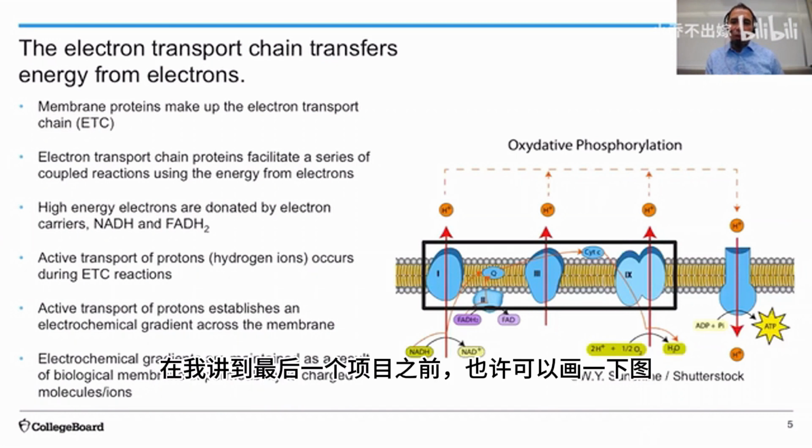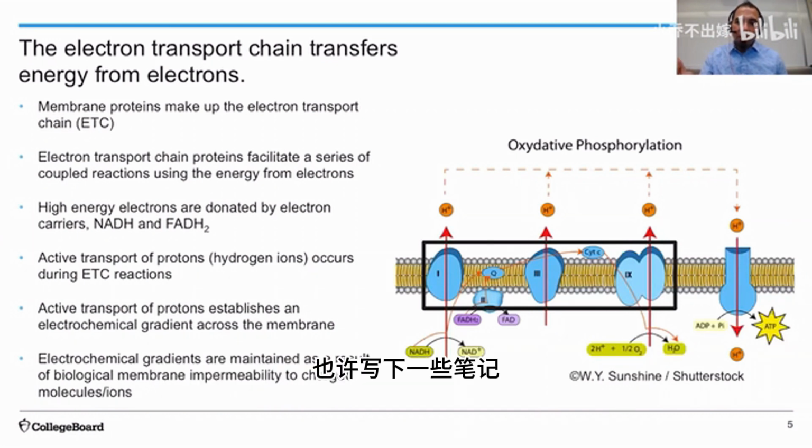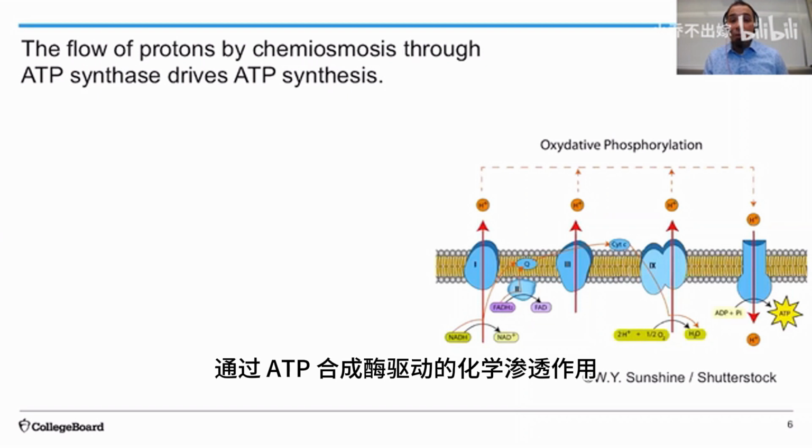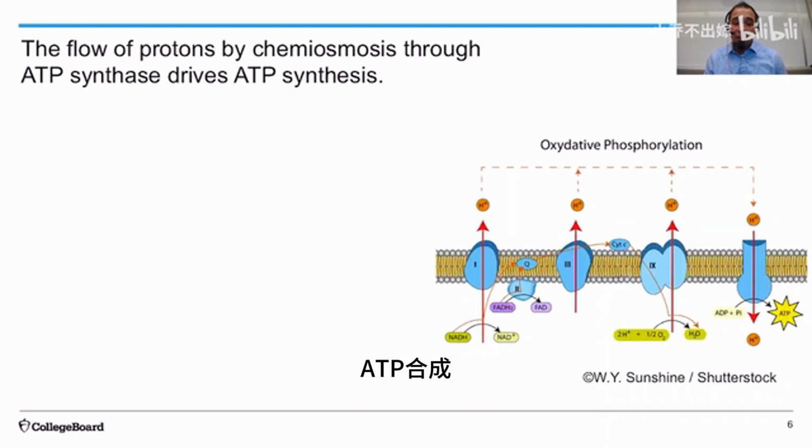Before I go to that last bullet, maybe draw the picture, maybe write some notes down. The main point here is that the electrochemical gradient, a difference in concentration, is maintained as a result of biological membrane impermeability to charged molecules and ions. There's a lot going on here. If you just pause the video, the whole point is that the electron transport chain transfers those electrons, and as it transfers those electrons, it allows for the formation of that gradient. A lot there. So the flow of protons, our next topic, by chemiosmosis through ATP synthase drives ATP synthesis.